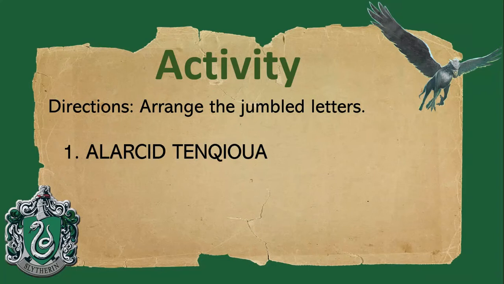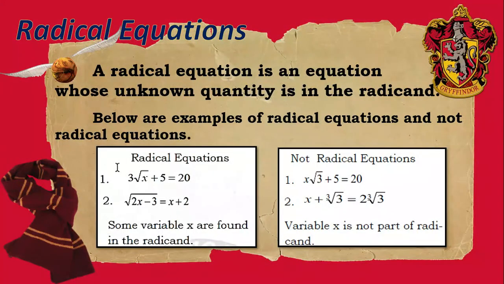Okay, in our review, let's have a jolt activity. All you have to do is rearrange the jumbled letters. So the first jumbled letters is this. What word is this? It's a radical equation. Very good.